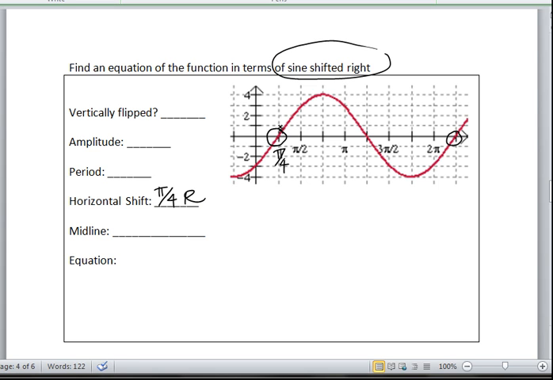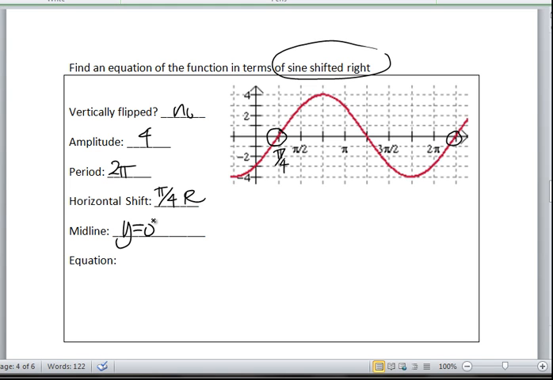Is this vertically flipped? No. What's my amplitude? I believe it's 4. What's the period? Well, it doesn't really matter where you start or begin, but what you can see is that my period is 2 pi, right? Because I start at pi over 4 and the cycle ends at pi over 4 more than 2 pi. So our period is 2 pi, and this thing is centered at y equals 0.